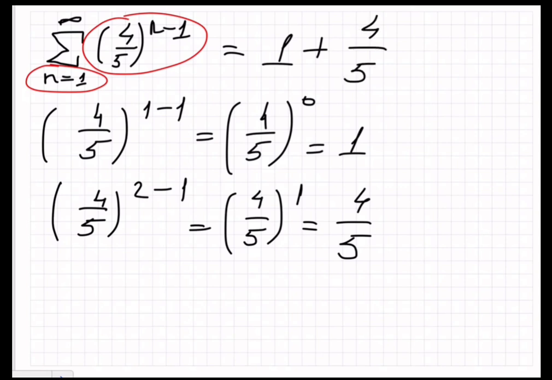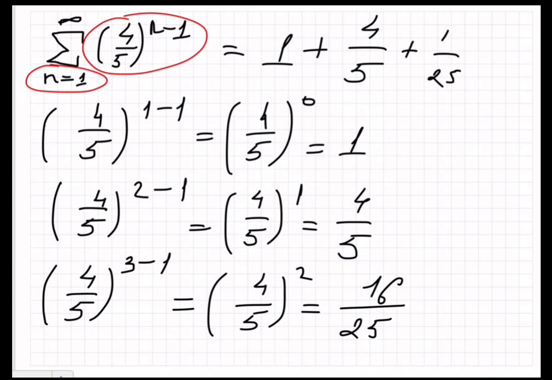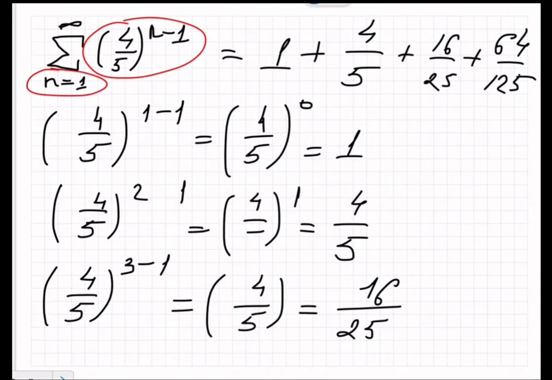And then the third term is going to be 4 over 5 raised to the 3 minus 1, which is 2. So 4 squared is 16, 5 squared is 25, and so a pattern will emerge. If you plug in 4, this will be 4 minus 1, which is 3. 4 to the third is 64, 5 to the third is 125. So you can begin by listing out the terms, and then you can determine what the common ratio is.